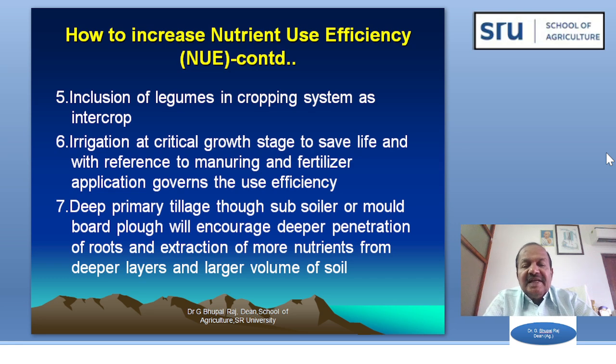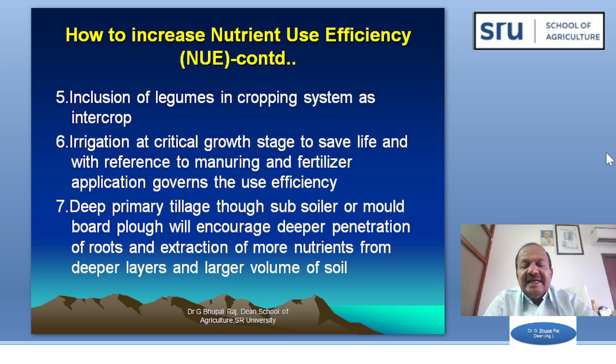The inclusion of the legumes in cropping system is very important. If you include the legumes in the cropping system, the legumes will fix the atmospheric nitrogen into the soils and crops, so that we can reduce the application of the nitrogen fertilizers, and we can increase the nutrient use efficiency.